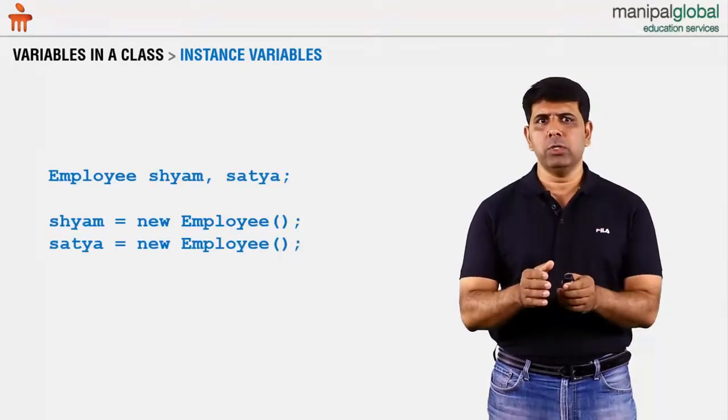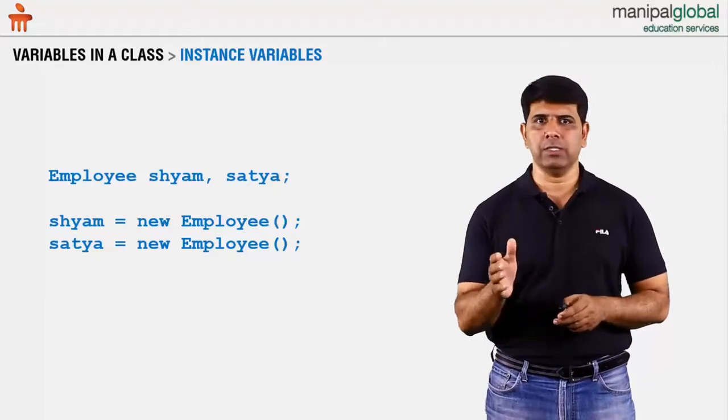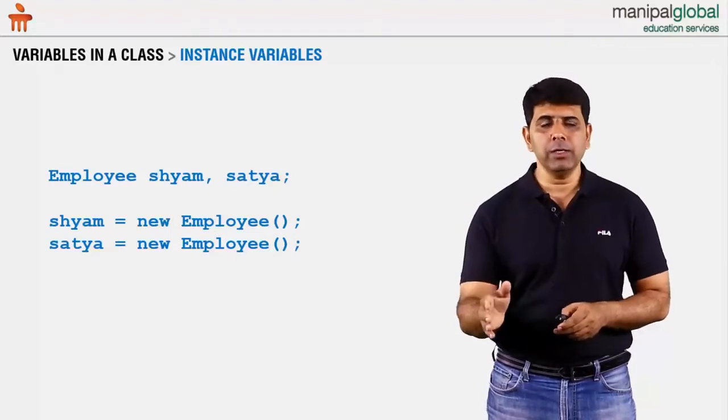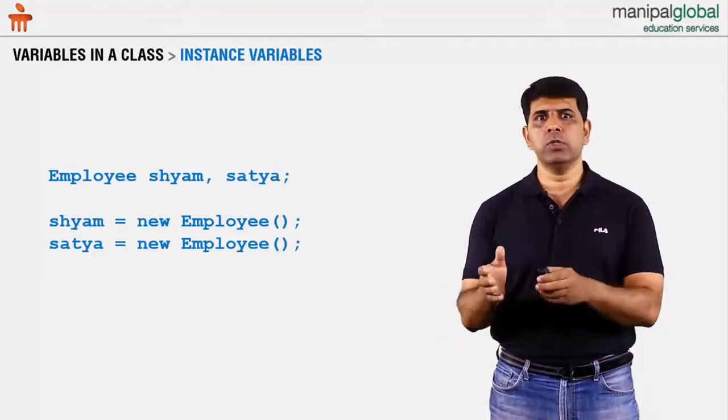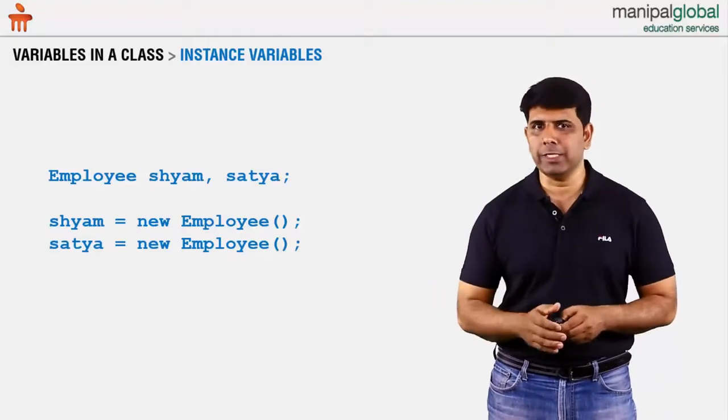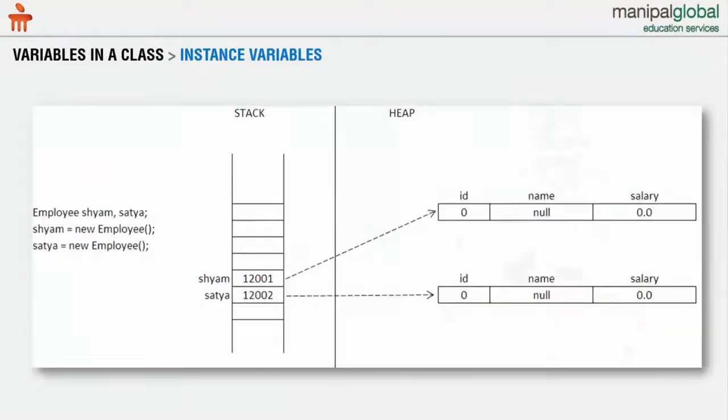For example, we have 2 employee references, Shyam and Satya. Shyam equals new employee will now reserve some space with ID, name and salary. Satya equals new employee will also reserve separate space for ID, name and salary. This is how they look in memory. 2 references, Shyam and Satya, with reference numbers 12001 and 12002, hypothetically, point to 2 different objects, 2 different memories, 2 different sets of variables. So that is why we say ID, name, salary, being non-static variables, belong to objects, not to the class.